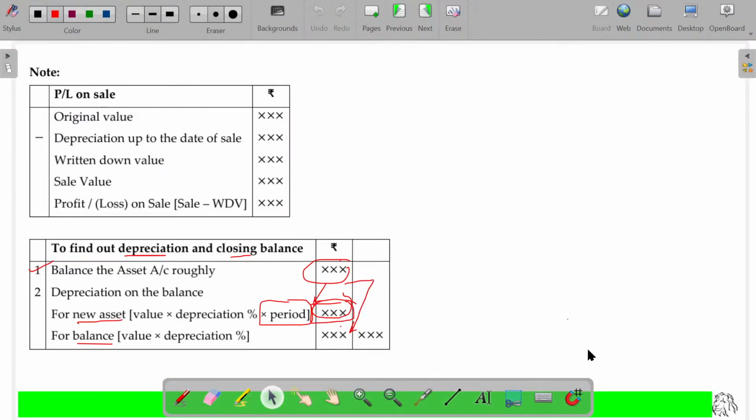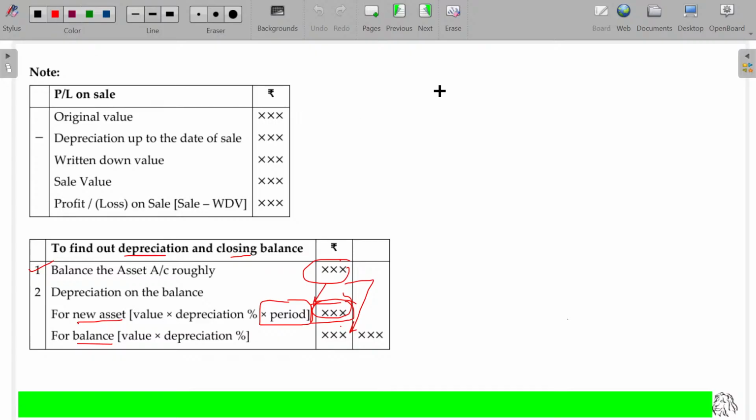Clear? And apart from that, as I already told you, on sale you have to calculate three parts. Part 1 is depreciation for the current year, the year in which the asset is sold. The second part is to calculate the WDV. The third part is to calculate the profit and loss on sale. How? Original value minus depreciation up to the date of sale gives the WDV value. Compare the sale value with the WDV value to find out the profit or loss. This working note you have to do in the case of sale.